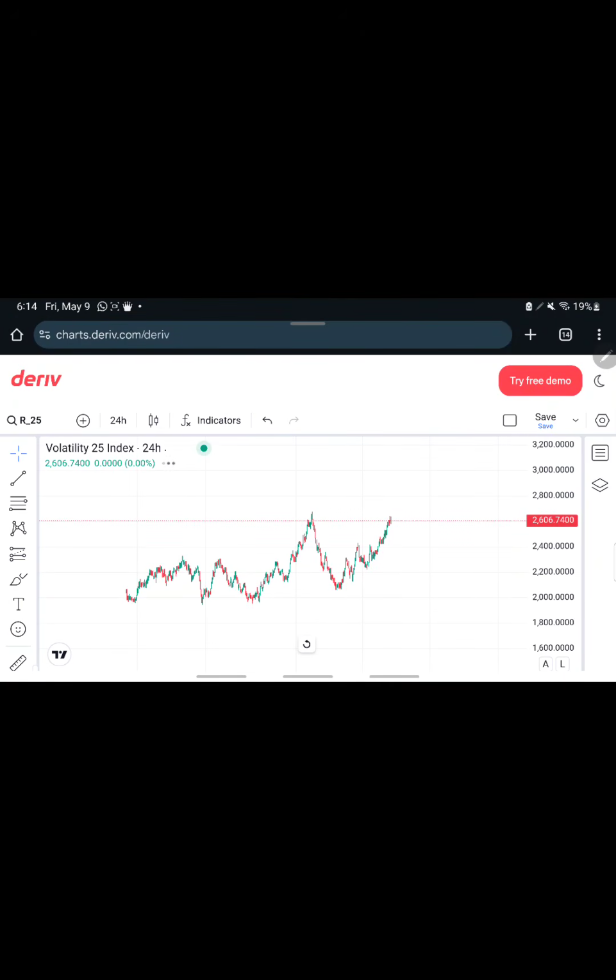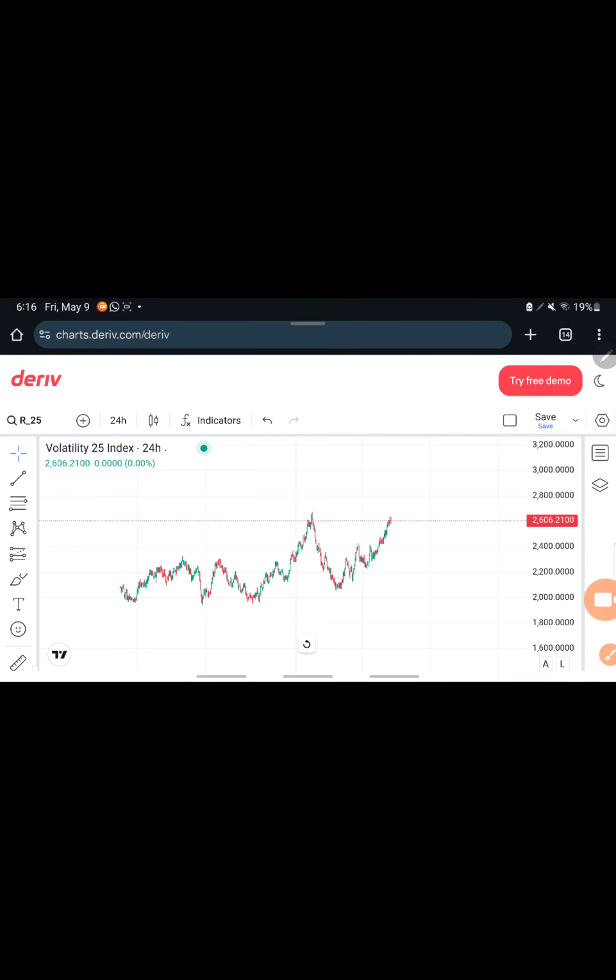So as you can see here, this is the chart. You can see the URL, chart.deriv.com/deriv. That is it. You also have MT5. You can also do this analysis on MT5, depending on the one that works for you. Some people use MT5, some people use this particular Deriv chart website to analyze the market. So I'm going to be showing you how to enter the market and some of the things you need to watch out for.